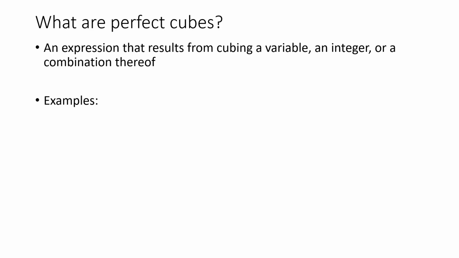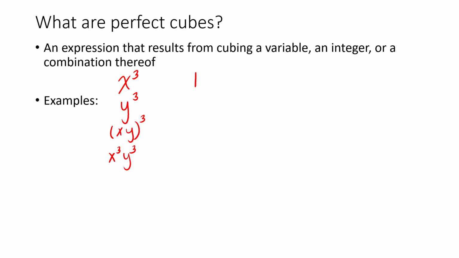So I'll go ahead and give you several examples of this. If you just had a variable, then the perfect cube would be something like x cubed. And of course, it does not have to be x. It could be y cubed. You could take an x and a y and multiply them together to get something like (xy) cubed, or you could have that same expression written as x cubed, y cubed.